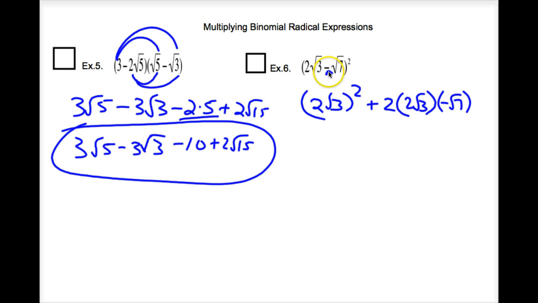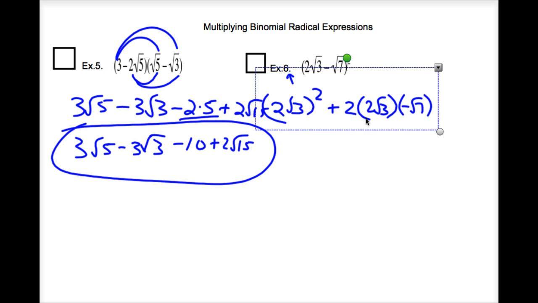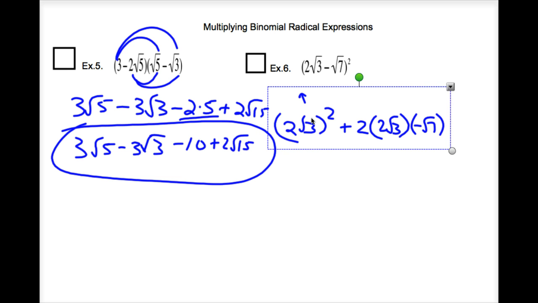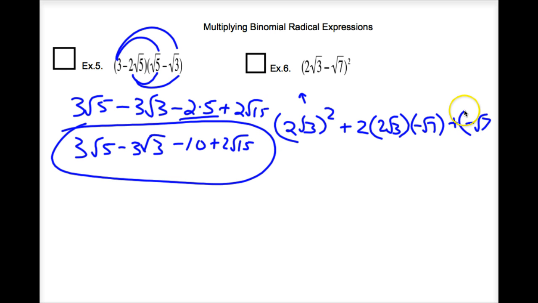See how I use the negative right there? And you got the last one squared. Slide that over a little bit. Running out of room. So then I got plus negative root 7 squared. First one squared, twice the product, last one squared. The first one squared would be 4 times 3, 12. 2 squared is 4, square root 3 squared is 3.